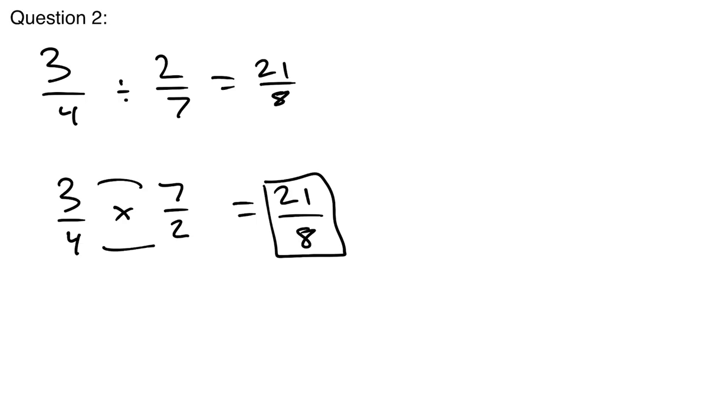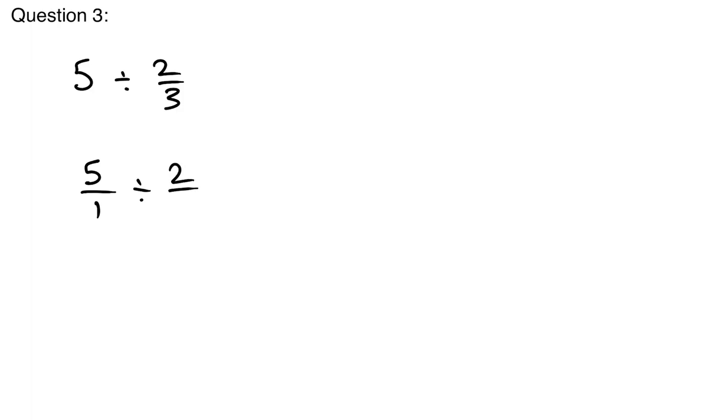Now I know I said we had one more problem, but let's actually try one last one. And this time I'm going to give you a whole number. So let's say I gave you 5 divided by 2 over 3. How would you solve this? Well, it's really not that complicated. We just have to make 5 a fraction. So 5 is the same as 5 over 1. Now 5 over 1 divided by 2 over 3.